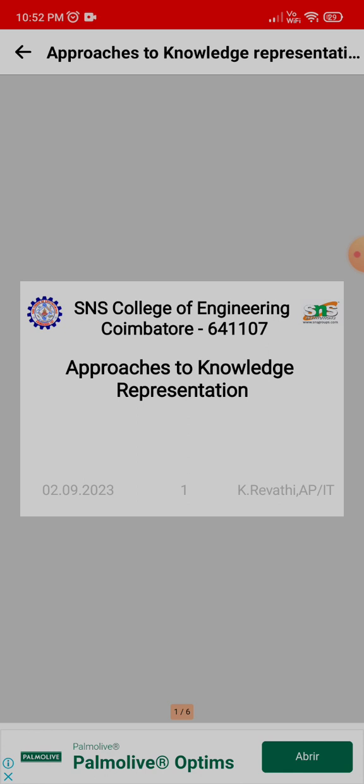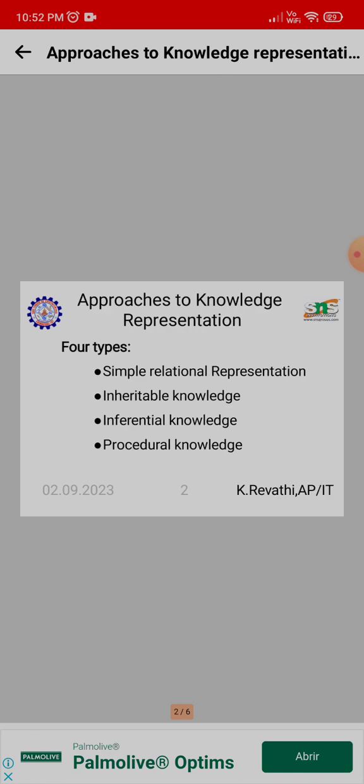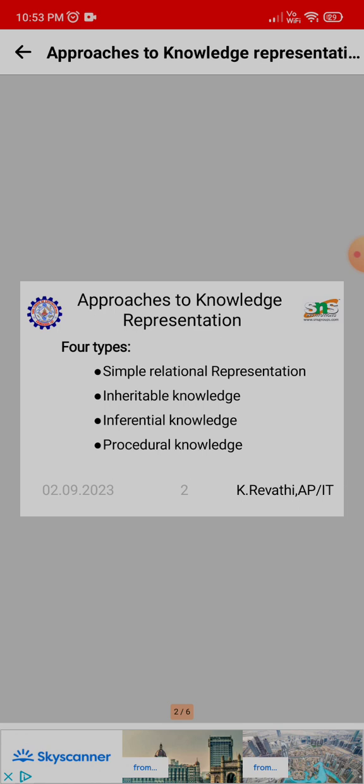Then, approaches to knowledge representation. There are four types of approaches used to represent knowledge in a knowledge base. The first is simple relational knowledge, the second is inheritable knowledge, the third is inferential knowledge, and the fourth is procedural knowledge. We will see them one by one in detail.